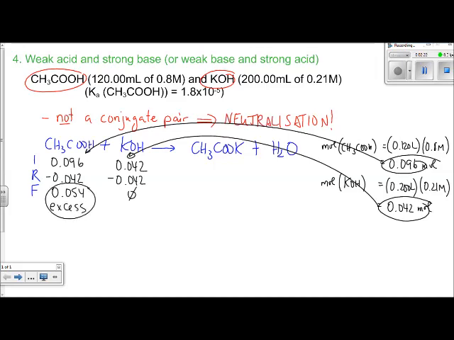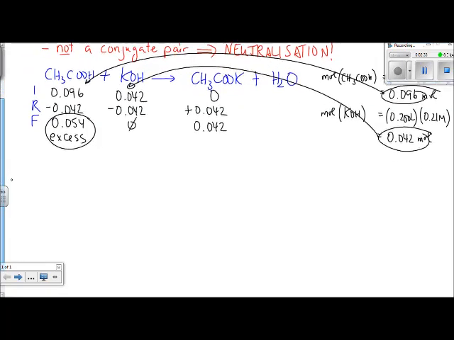We can't forget though about the product. The product is the potassium acetate. And so now also in the beaker we have 0.042 moles of potassium acetate. There we have our conjugate pair, and therefore we have a buffer. We'll set up now the equilibrium that defines the buffer. We can write this as acetic acid and the acetate, the equilibrium between those two. Remember, they have to straddle the equilibrium if they're a conjugate pair.